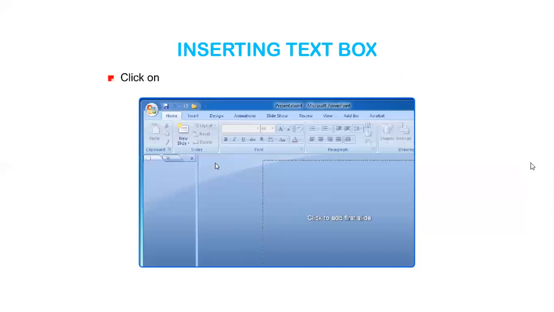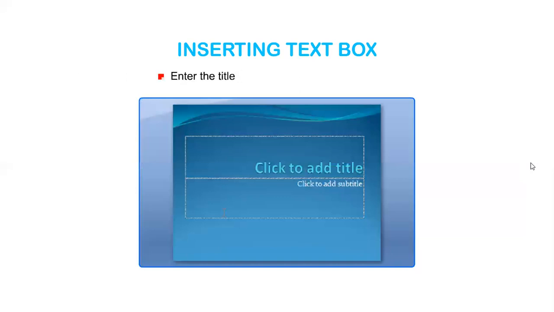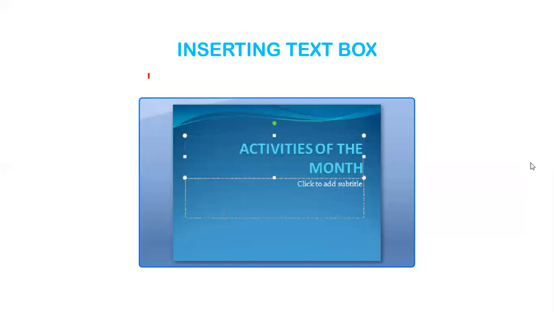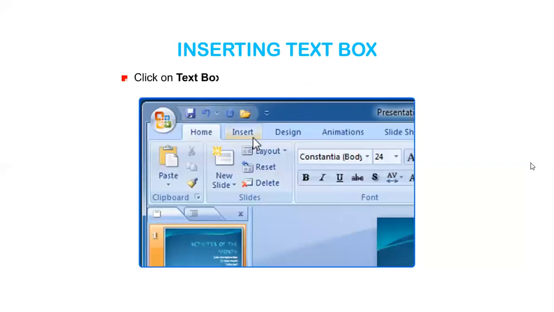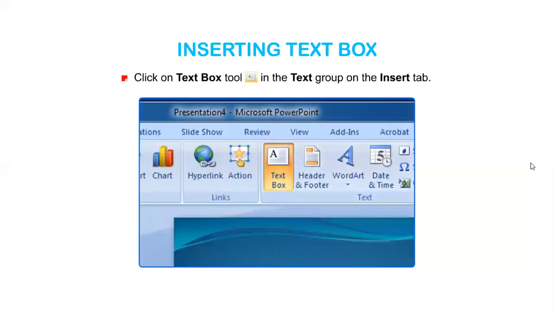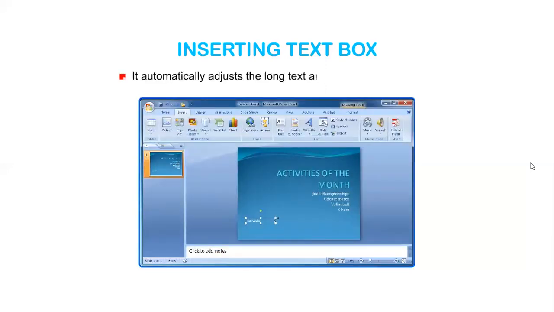Click on New Slide button in the Slides group on the Home tab. Enter the title, Activities of the month. Click to add subtitle placeholder in slide. Type the given text. Click on Text Box tool in the Text group on the Insert tab. Drag the mouse and release when you are done. You will get a rectangular box with an insertion point in it. Enter the text January. It automatically adjusts the long text and shifts to the next line.